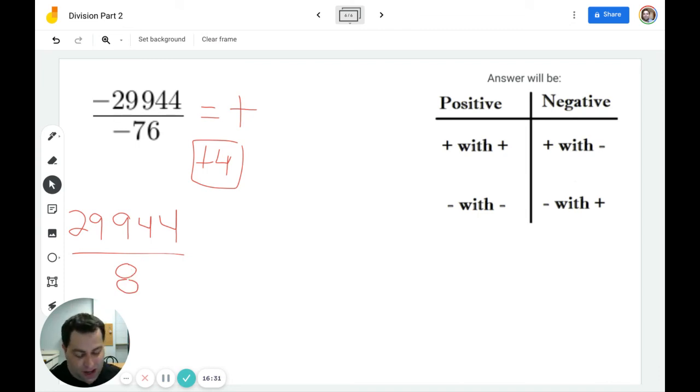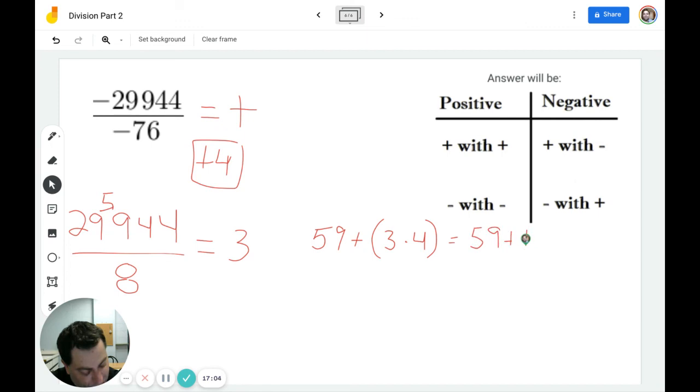We start off as 8 into 29 is going to be 3. 3 times 8 is 24. 29 minus 24 is 5. We can't use 59, but we can use it to find our next number. 59 plus my previous answer of 3 times a multiplier of 4 equals 59 plus 12. 59 plus 12 is 71. 59 plus 10 is 69. 69 plus 2 is 71.